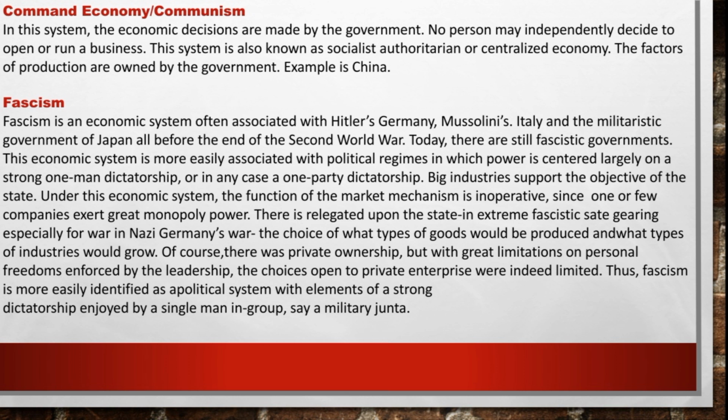Under this economic system, the function of the market mechanism is inoperative since one or a few companies exert great monopoly power. Much is delegated to the state. In an extreme fascistic state, especially one gearing for war like Nazi Germany, the choice of what types of goods would be produced was enforced by the leadership, and choices open to private enterprise were indeed limited. Thus fascism is more easily identified as a political system with elements of a strong dictatorship enjoyed by a single man or a group, say a military junta.